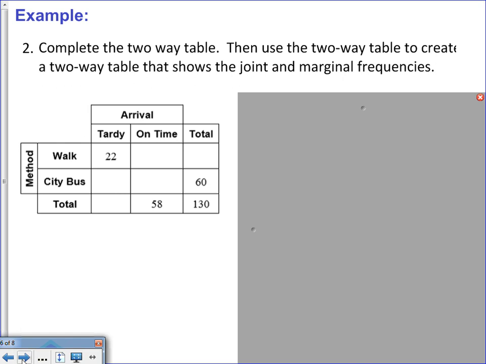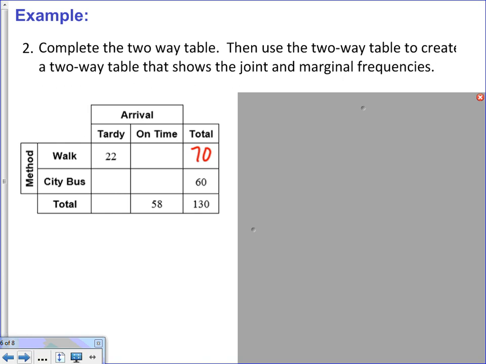Faith, I'm going to ask you, which one of the first ones you did? She did 70 in the top right box in the marginal. And how did you know it was going to be 70 up here? It has to equal 130. So you're essentially taking the total 130 minus 60, right?